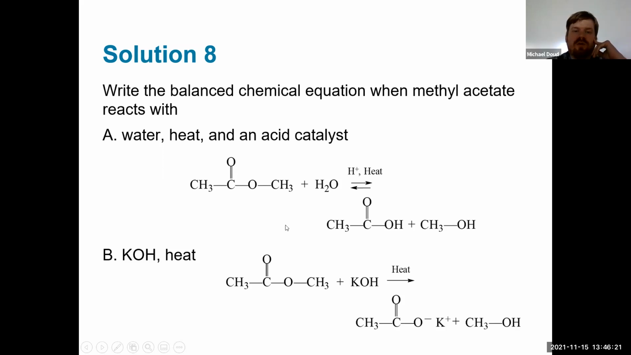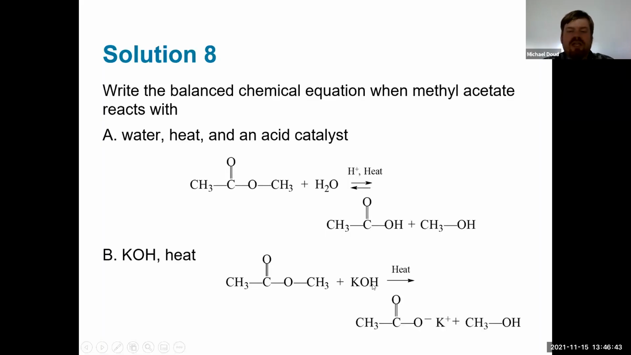Now, for base hydrolysis, on the other hand, we don't form the carboxylic acid. Instead, we form the carboxylate salt using the counterion from the base. So this ethanoic acid becomes potassium ethanoate, and you're left with the alcohol, in this case, again, methanol.